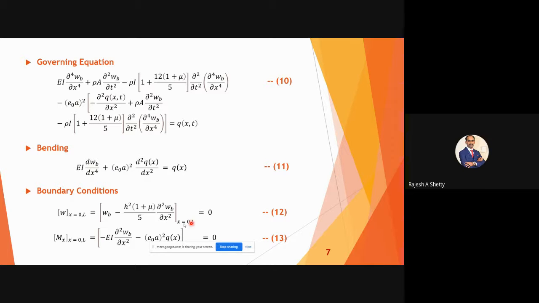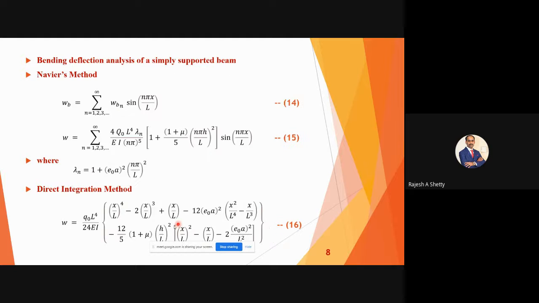Okay, so next we have the boundary conditions. Since we are solving the simply supported beam, we have the simply supported boundary conditions. So for bending analysis, we are using two methods. One is Navier's method, that is, we can assume the solution using equation 14. So this solution satisfies the boundary condition. And one more method, that is the direct integration method, where we have the differential equation that we have to integrate 4 times. So in case of bending analysis, we have used two methods: one is Navier's method and the other is direct integration method.